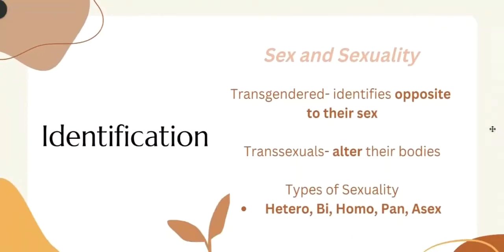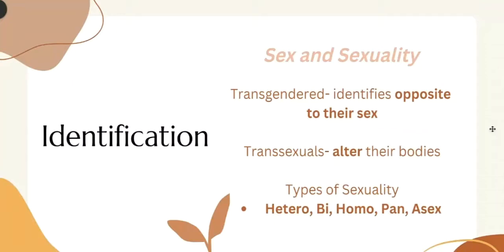Okay. The next definitions: transgendered. The meaning of transgendered is that a person identifies opposite to their sex. Transsexuals alter their bodies. So you can call yourself a transsexual when you alter your body. If you're a man and you want to become a woman, you remove something from yourself to become a woman. So they undergo medical surgeries to alter their bodies.